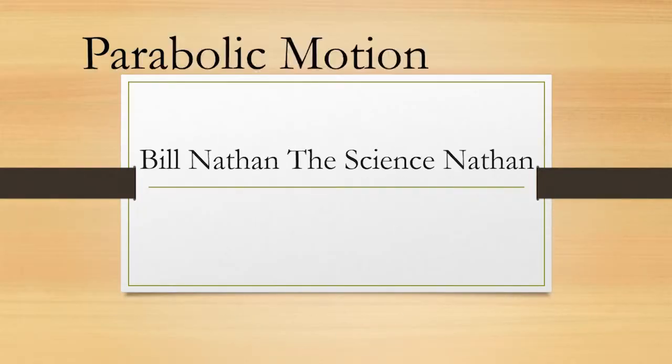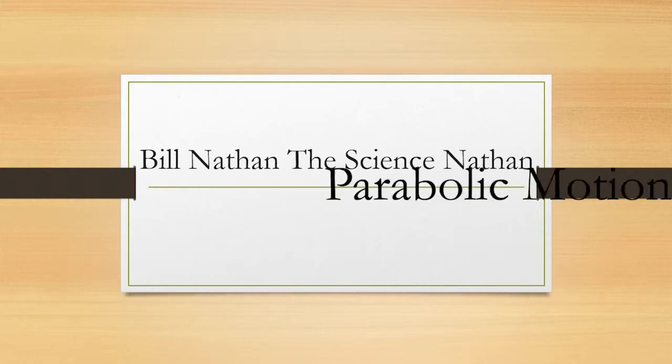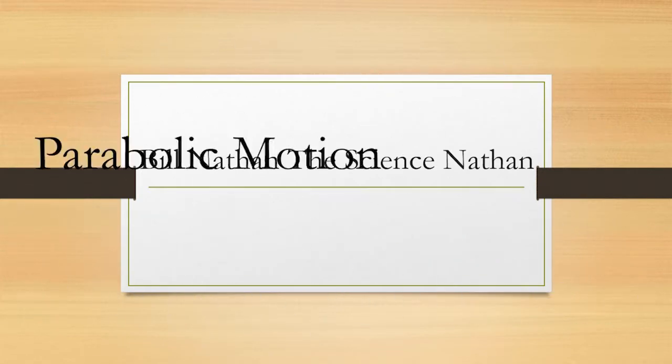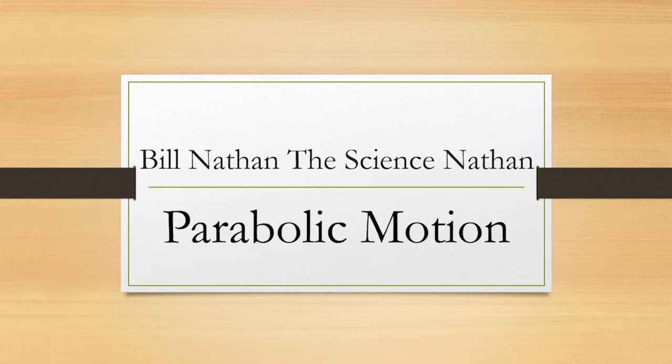Parabolic motion is the way that a projectile moves through the air. For example, a rocket or a football can exhibit parabolic motion. But before we throw people or sports equipment around, let's learn some new vocab.